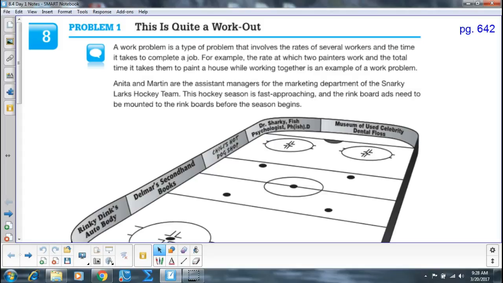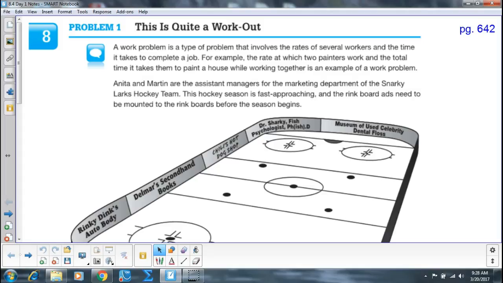A work problem is a type of problem that involves the rates of several workers and the time it takes to complete a job. For example, the rate at which two painters work and the total time it takes them to paint a house while working together is an example of a work problem. Now, think of it this way: if I paint this room, it's going to take me a certain amount of time, right? Let's say it took me 5 hours.